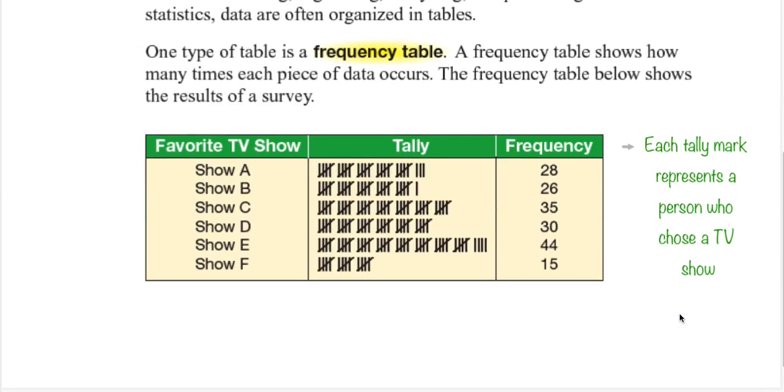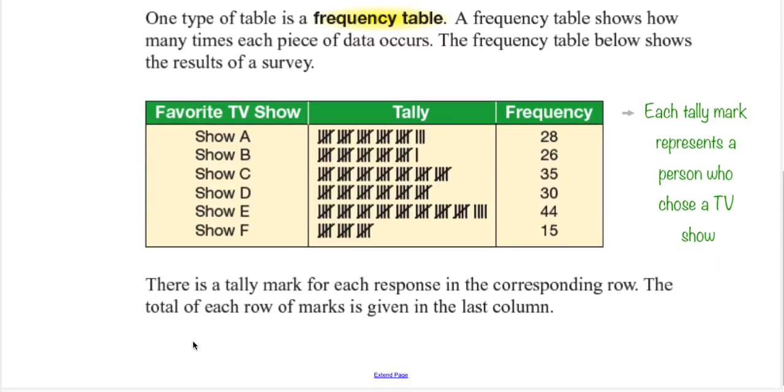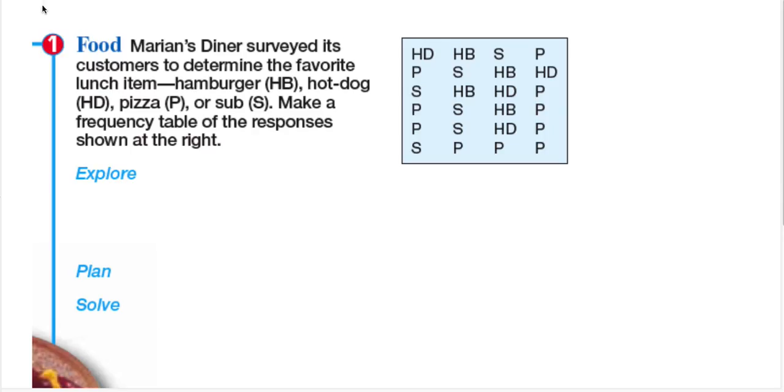So, there is a tally mark for each response in the corresponding row. The total of each row of marks is given in the last column, and that's what we have here. Let's take a look at this example and see how this works. Food. Marion's Diner surveyed its customers to determine the favorite lunch item: hamburger, HB, hot dog, HD, pizza, or sub. Make a frequency table of the responses shown at the right.